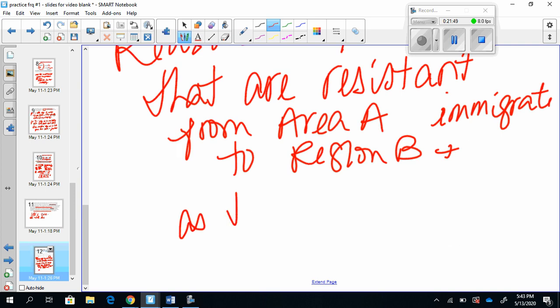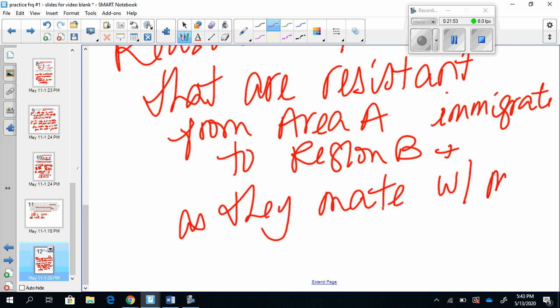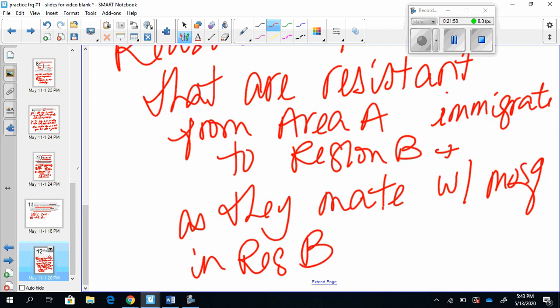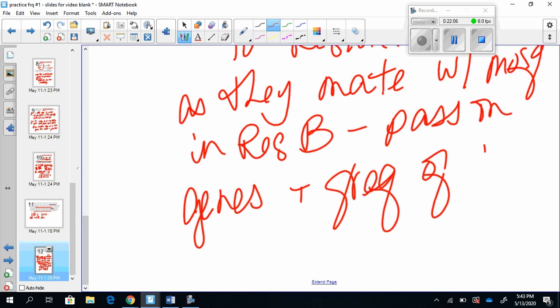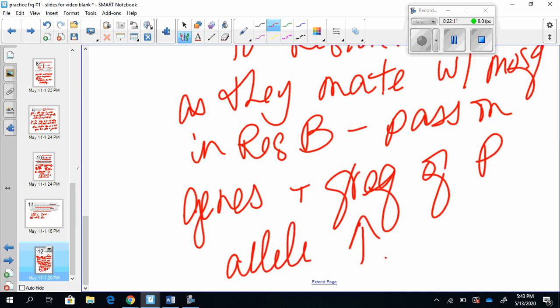And as they mate with mosquitoes in region B, they pass on their genes and the frequency of the P allele increases. All right, there you go. Write down any questions you have and I would be happy to go over it.